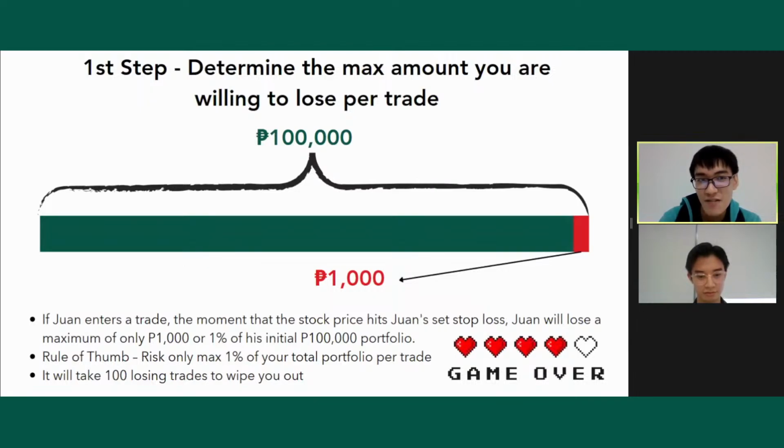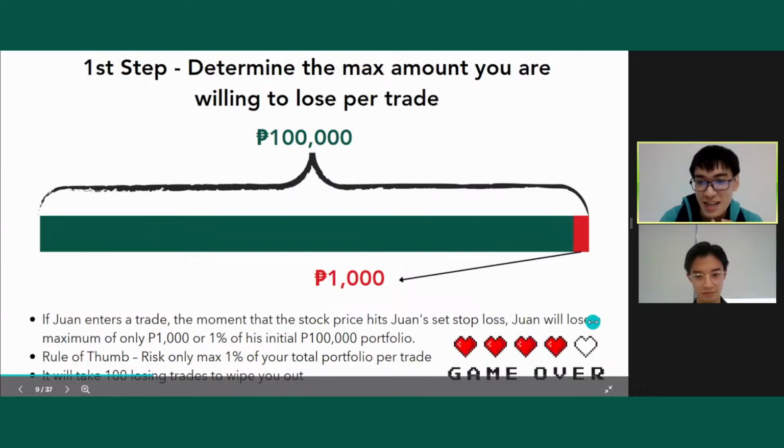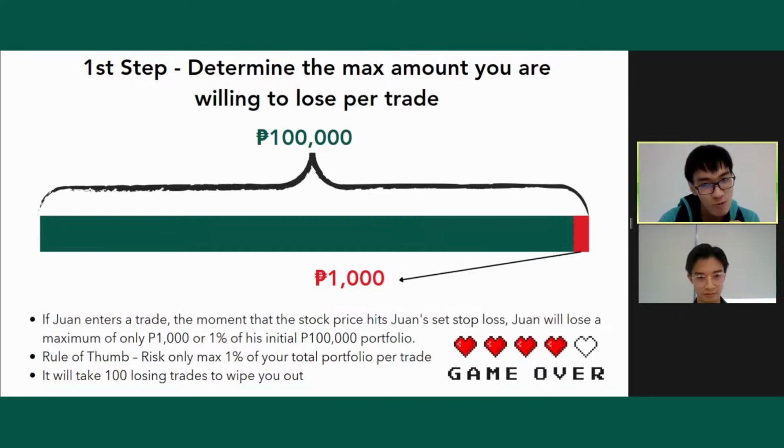So think of trading as a game, right? You have 100 health bars, and if you lose, di ba, you only lose one. So this means that for you to get wiped out, para mag-game over, you need to lose 100 times. So medyo malas ka na, di ba, if you lose 100 trades in a row, di ba, Franco? Yeah. You gotta go back and revisit your trading plan.